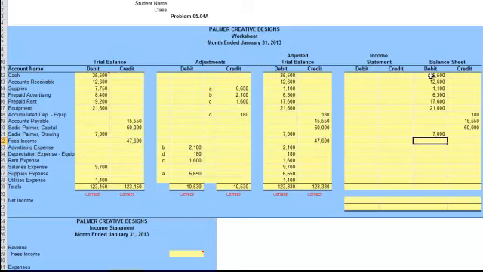Okay, those are my balance sheet accounts. That shows my assets, my liabilities, and my owner's capital account, and then of course the contra owner's equity account, which is the drawing account. Next, I'm going to type in or copy over the numbers for the income statement, which is going to be my revenues and expenses.